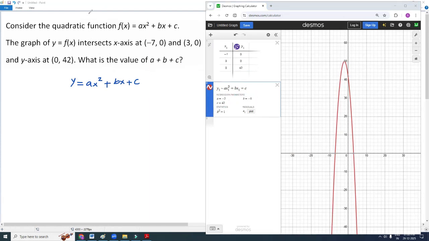Okay, now let's find the value of the expression a + b + c. Here I got the value of a + b + c. It is 32.